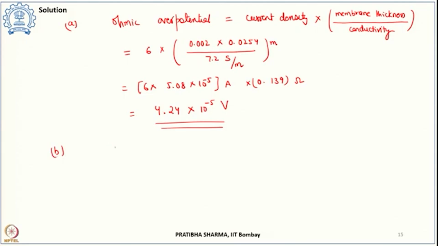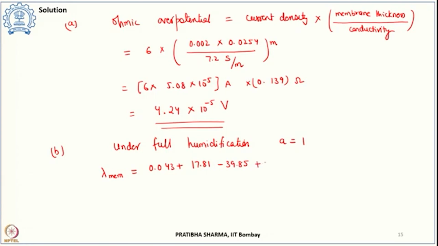In the second part it is asked that under full humidification condition for the membrane, by full humidification we considered it as the value of A being 1, and when value of A is substituted in the humidity value for the membrane to be 1, we get a value of 0.043 plus 17.81, everywhere we have substituted A equal to 1, minus 39.85 plus 36, and that comes out to be 14.003.